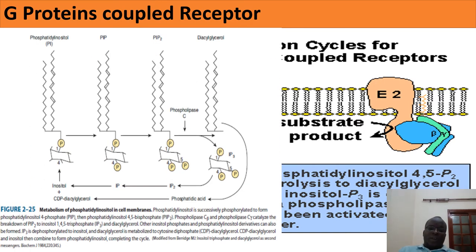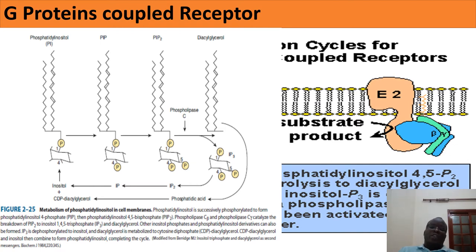So the phospholipase C, once it has been activated, is going to break down phosphatidylinositol bisphosphate into a diacylglycerol molecule and IP3. Of course, you have kinases that are adding phosphates to phosphatidylinositol. So you have the addition of other phosphates until you get phosphatidylinositol bisphosphate, which will be broken down by phospholipase C into a diacylglycerol molecule and IP3.